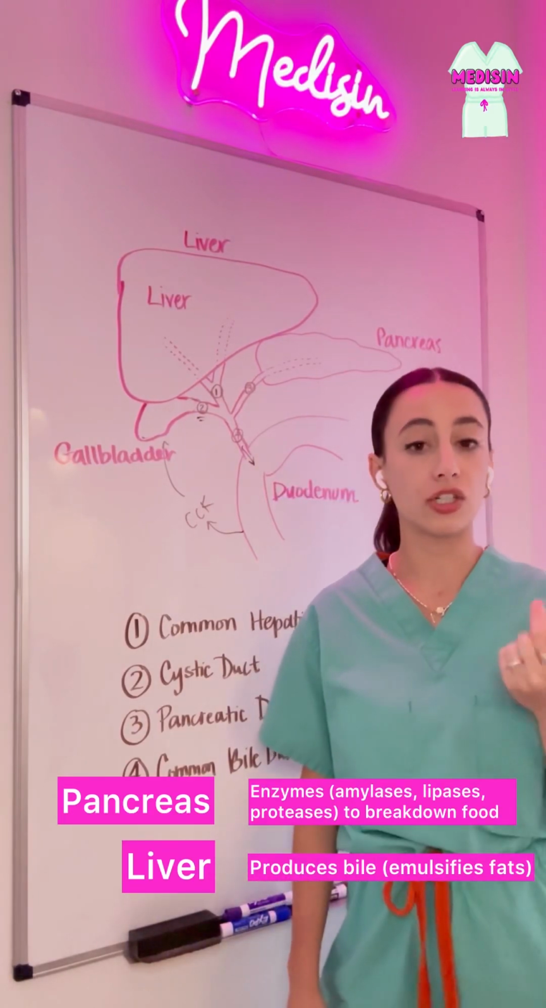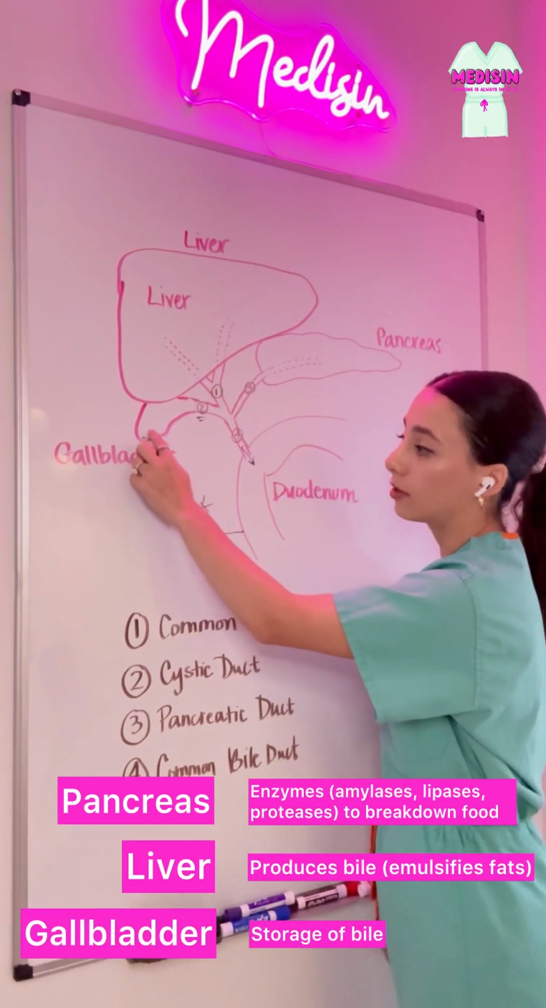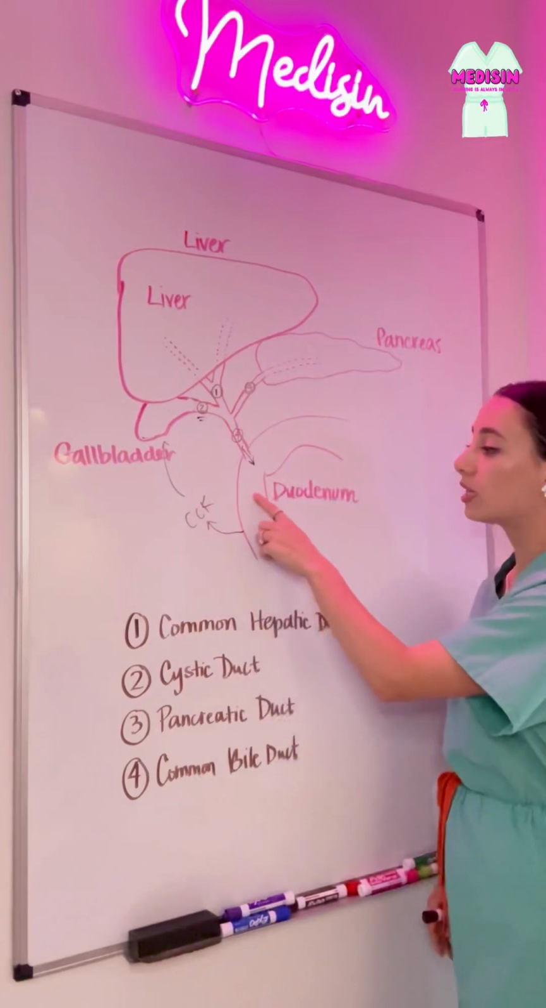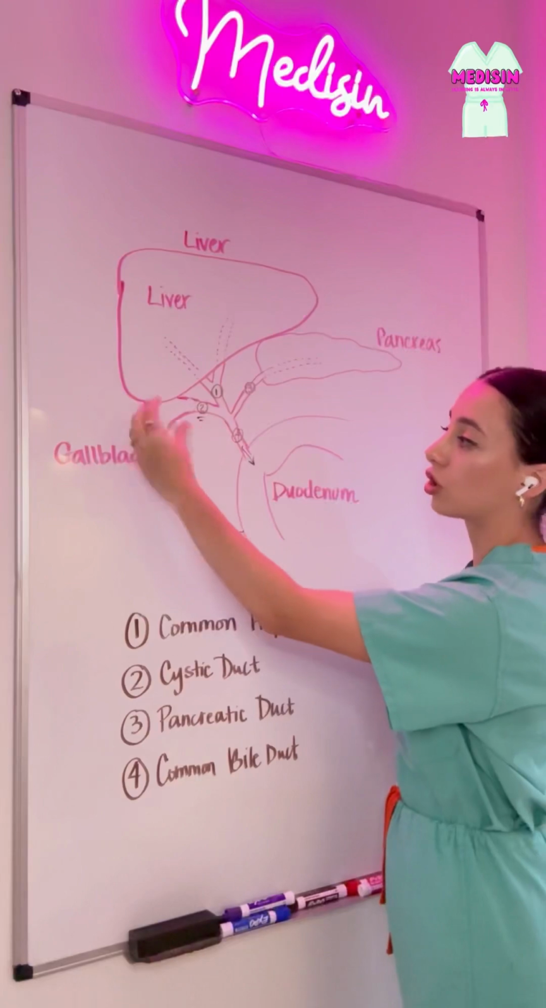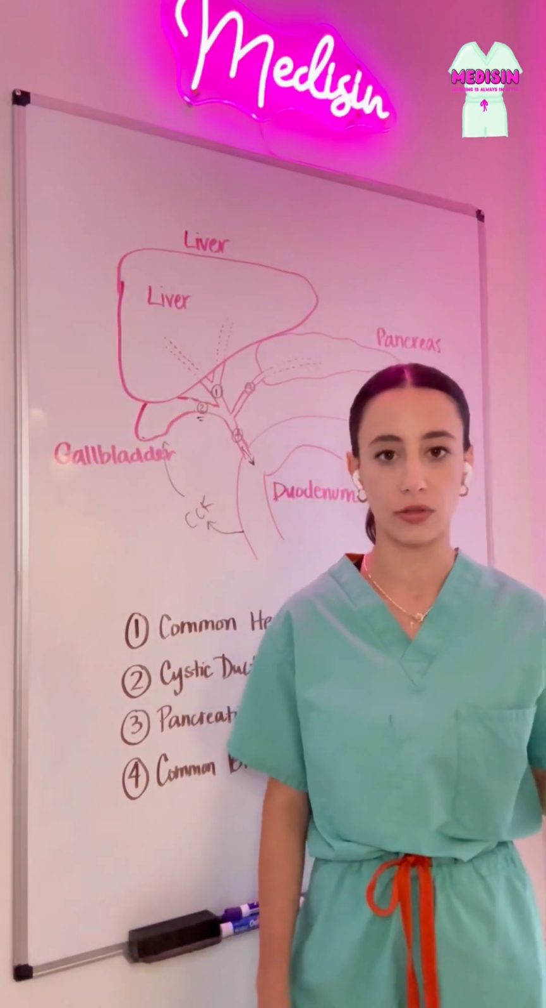However, we don't always need to use this bile. So in the meantime, that bile will be stored in the gallbladder. Whenever someone eats, particularly a fatty meal, the duodenum will release a hormone called CCK that will cause the gallbladder to contract and then release that bile into the duodenum to help emulsify and break down those fats.